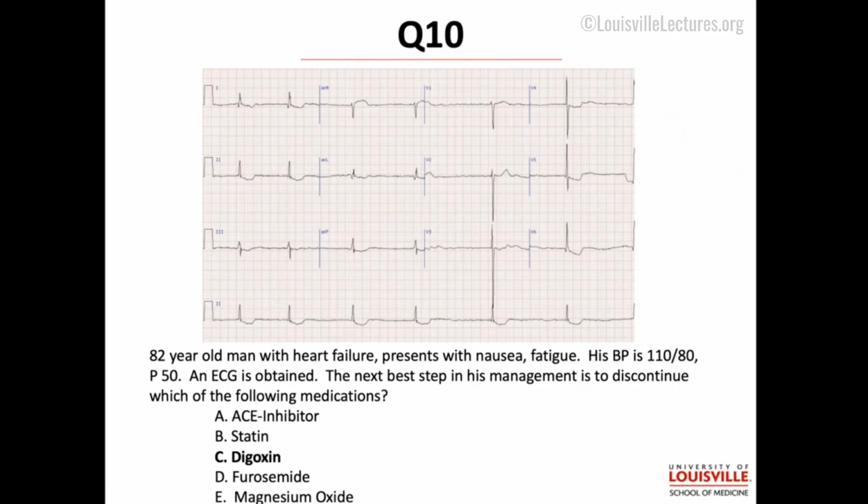This is a pure recognition question. This pattern of a scooped ST segment, people often say this looks like a sailboat, with this being the boat and this being the sail. This is a classic sign of digoxin toxicity. And this is something you just need to be able to recognize.